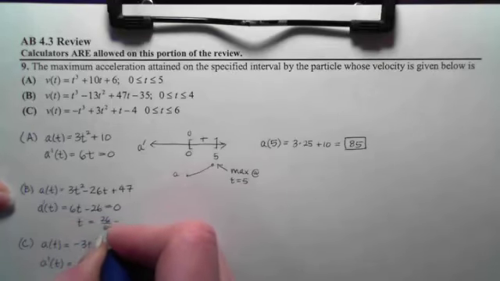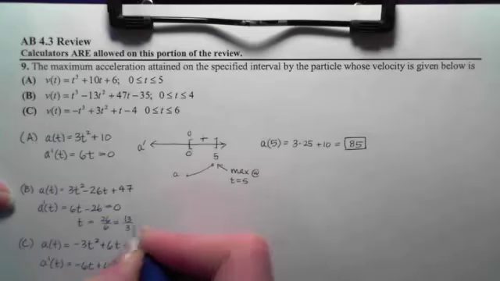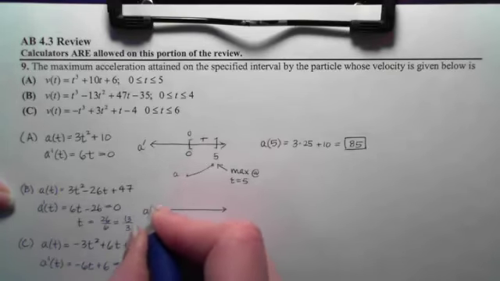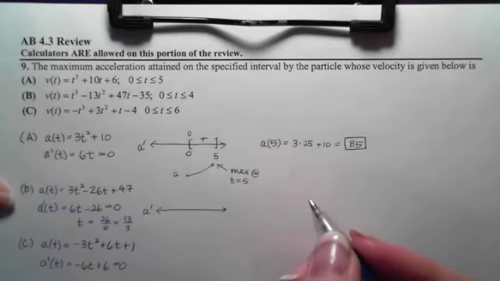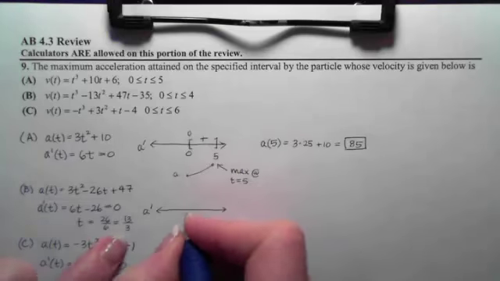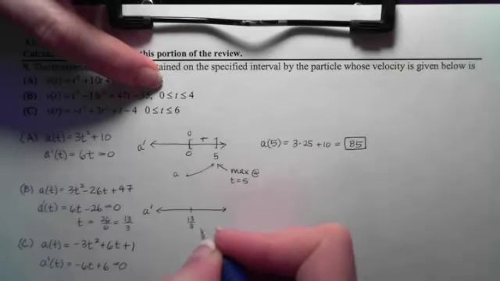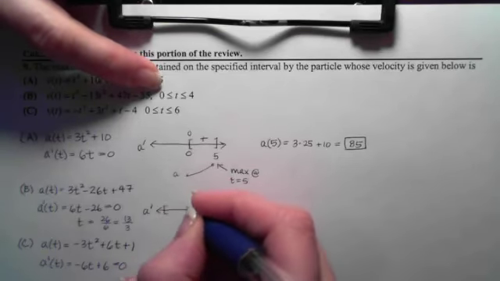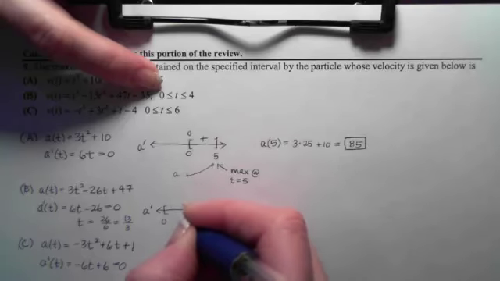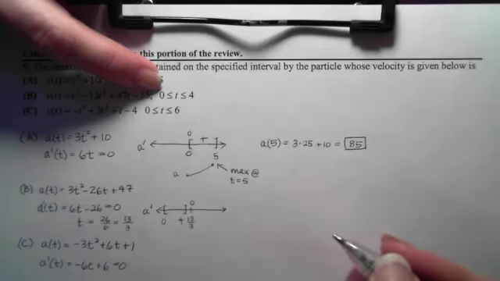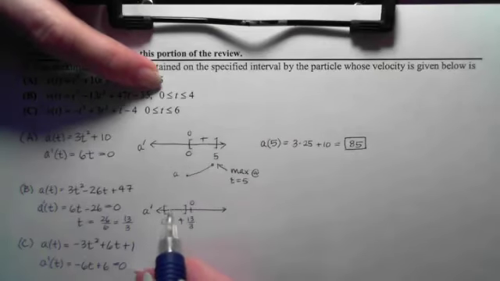If I do that same process on B, I can see that my only 0 is at 26 sixths, or I can do 13 thirds. Again, I can do a sign chart for A prime, because I'm looking for maxima and minima on A. So my only critical value for A is 13 thirds, and I'm going between 0 and 4. Well, that's going to be below that 13 thirds, because that's 4 and a third. So the critical point is actually outside the interval.